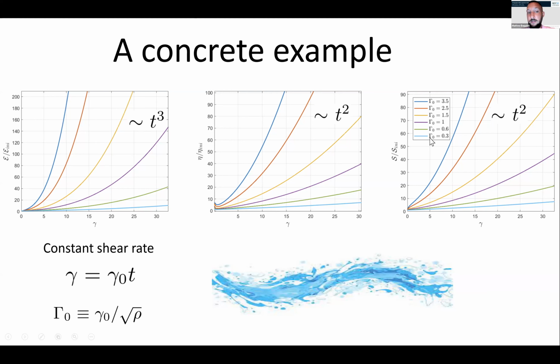You can see that the lowest curve is the lowest shear rate, 0.3. It's not exactly infinitesimal, but it's not that far from equilibrium. And indeed, you see that all the quantities evolve very slowly with time. On the contrary, we can increase the shear rate, and you will see that these quantities start changing very rapidly with time, and they grow very fast. So this is our setup.